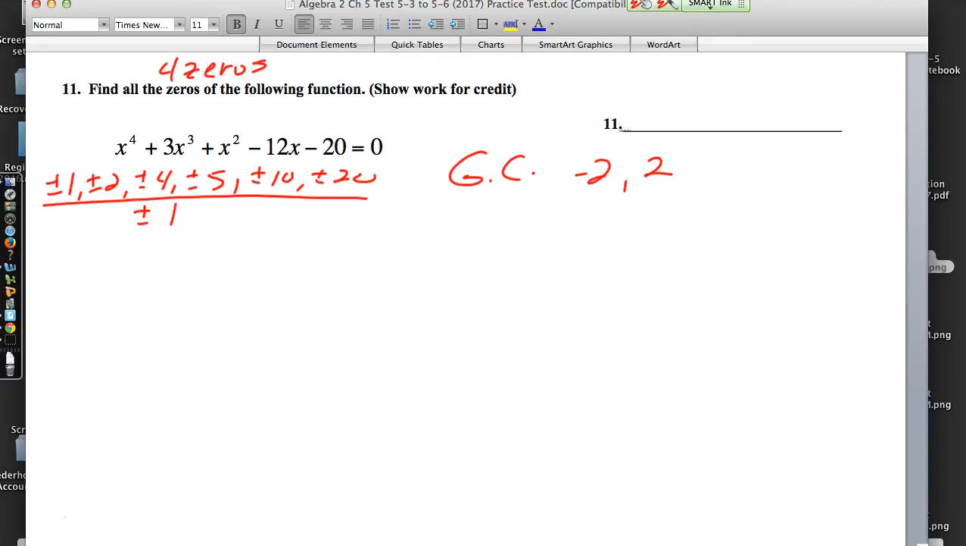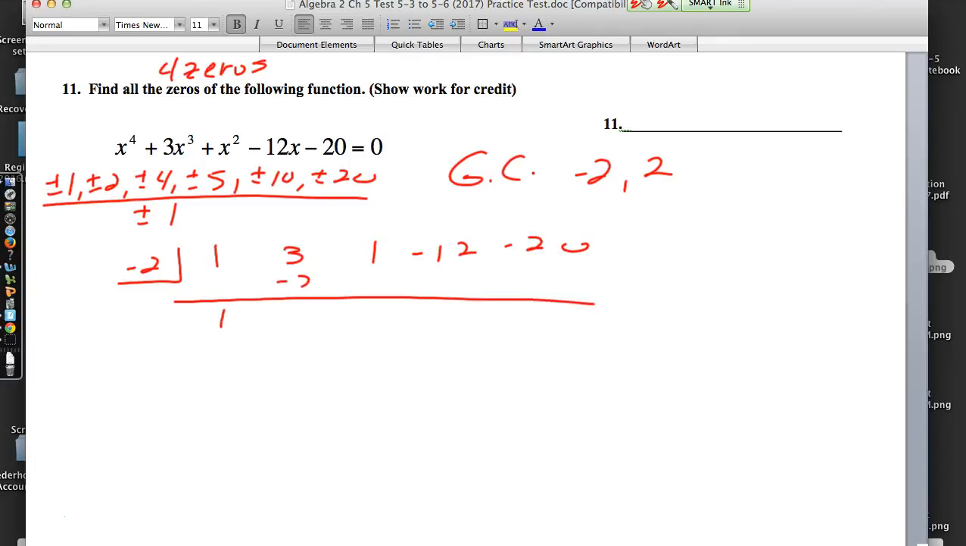Synthetic. Verify synthetically. Gonna make sure these work. Synthetic this down to where we can find the last 2 zeros. So is everything there in this one? Anything missing? Okay. 1, 3, 1, negative 12, negative 20. Let's see what we get. Woohoo! For negative 2, right?